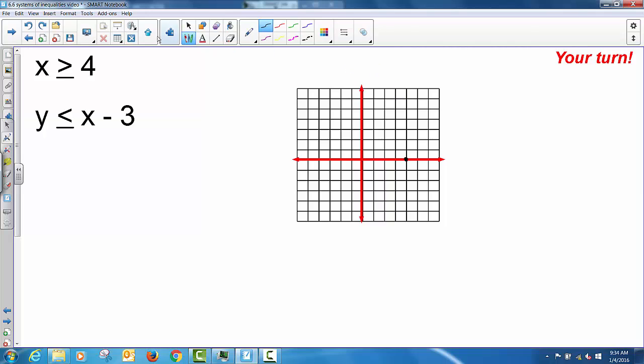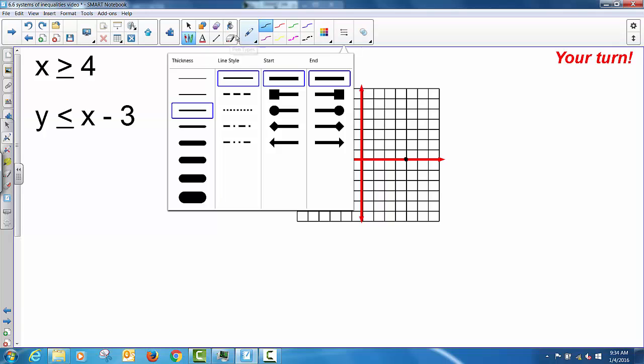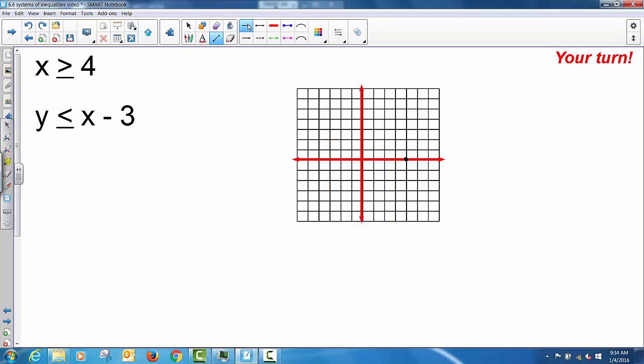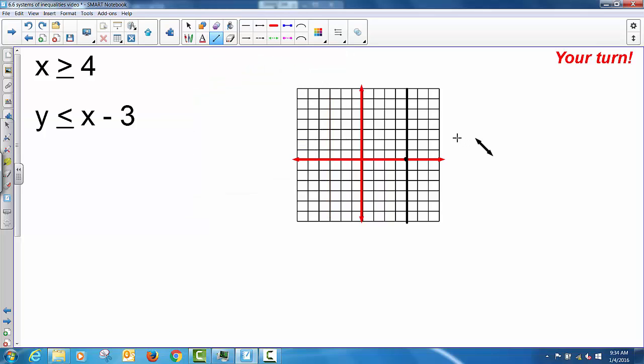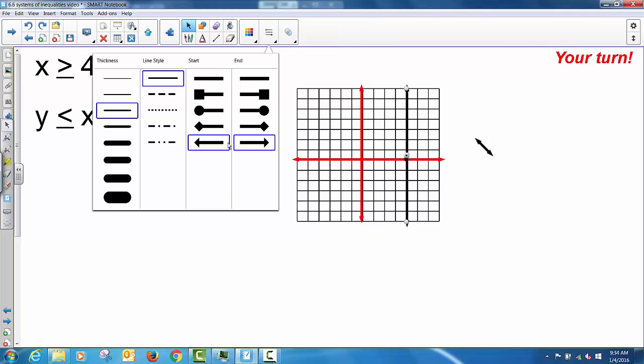This is going to be a vertical line, so I'm going to cheat again. Right here, I'm going to cheat again and use the line drawer for this vertical line. And that means we're going to look like this. And that didn't work out well. I've got to select the line and put my arrows on the end.